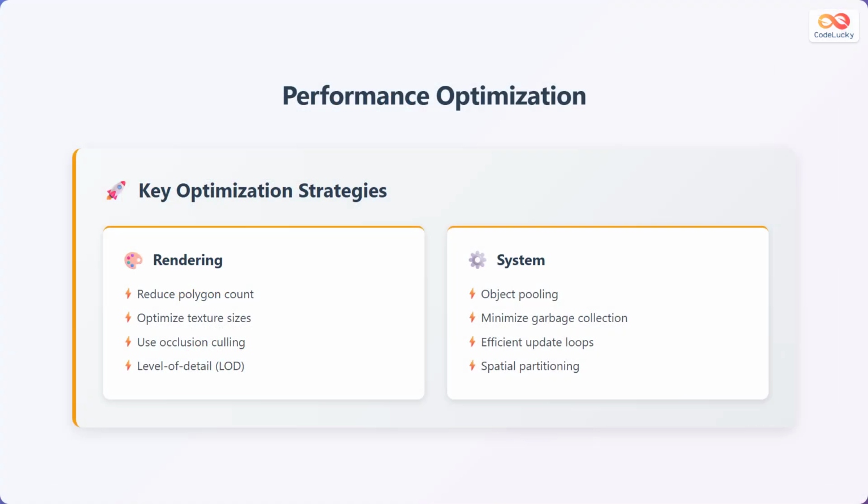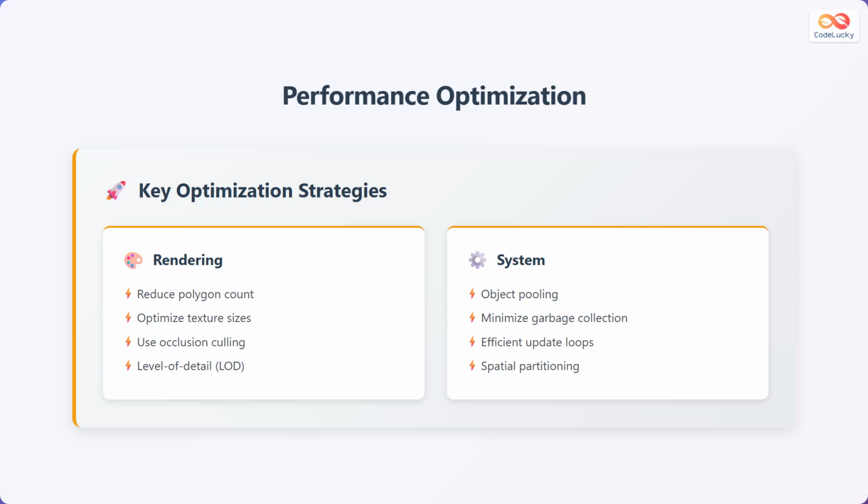Performance optimization is essential for maintaining smooth VR/AR experiences. Rendering optimizations include reducing polygon count in three-dimensional models, optimizing texture sizes to balance quality with performance, implementing occlusion culling to avoid rendering objects that aren't visible, and using level of detail systems that show simpler models at greater distances.